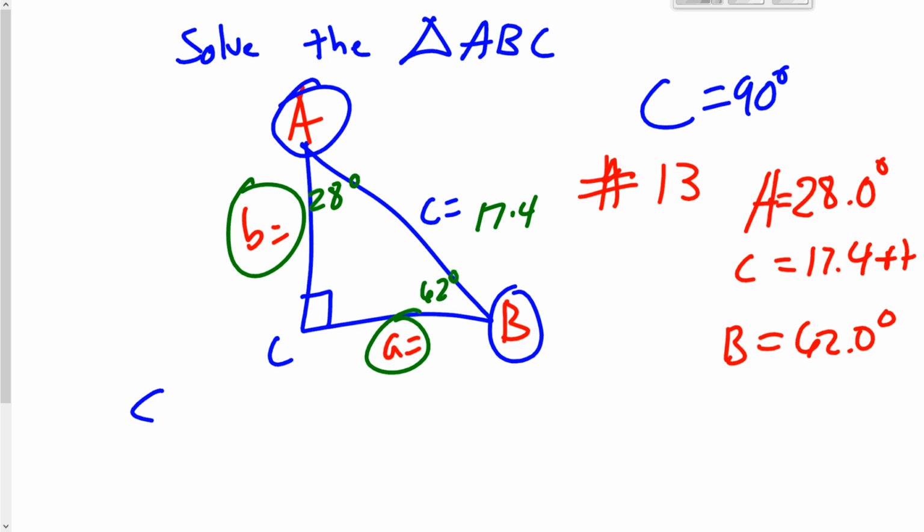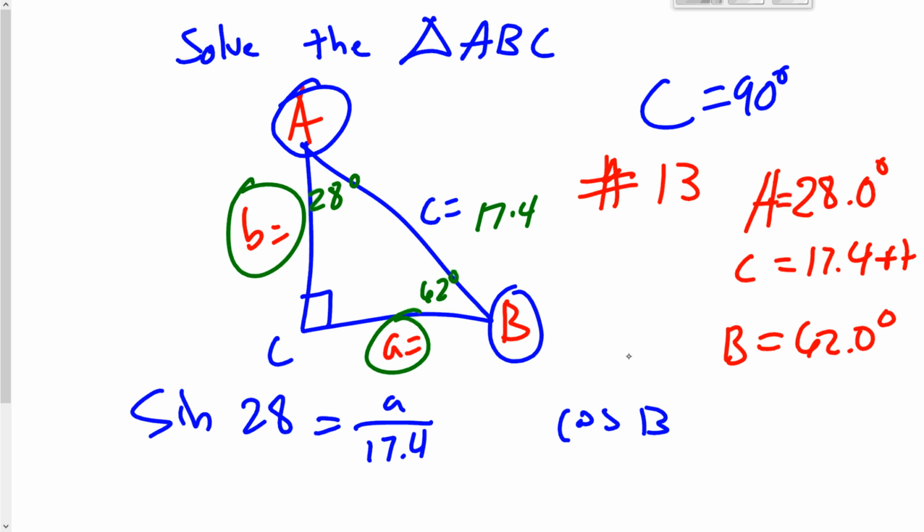Okay, so we can do sine of angle A equals A over the hypotenuse, right? Because we're given the hypotenuse. Or I can do cosine of B, which is 62. So any of these will give us the same answer, 62, not 68, because these are co-functions, right? So that would be A over 17.4.